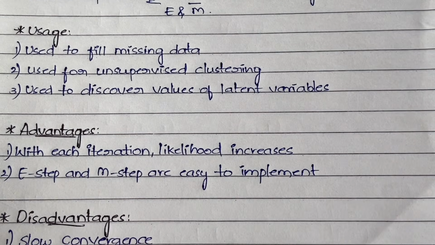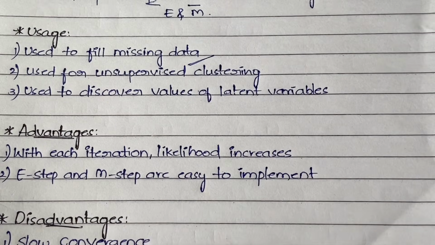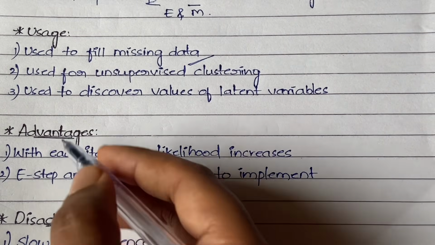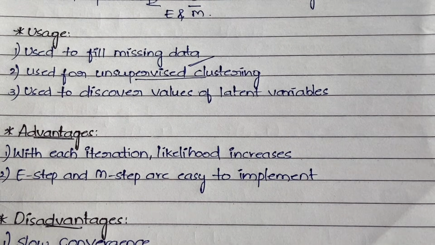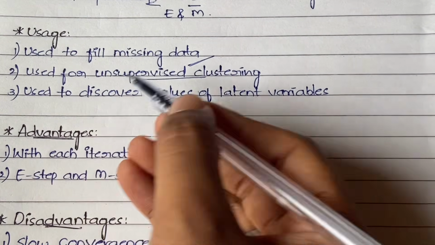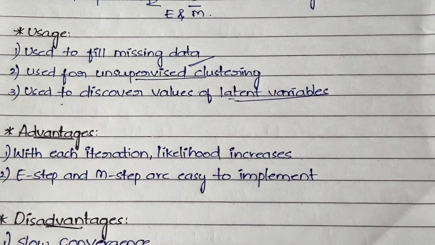Okay, the next comes the usage. So what is the usage of this EM algorithm, the expectation maximization algorithm? It is used to fill the missing data. That is what we understood now, in the expectation step, right? And it is also used for unsupervised clustering. That is what I said in the beginning of the video. And again, it is used to discover the value of the latent variable. This also I said at the beginning of the video.